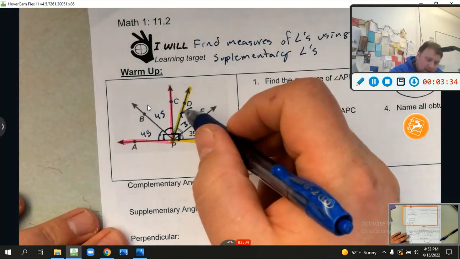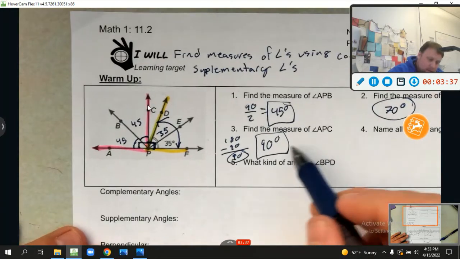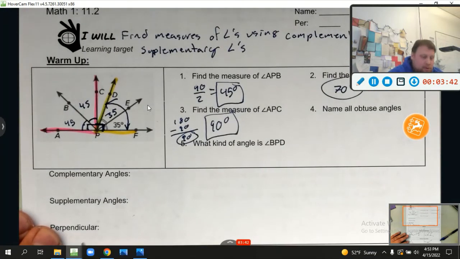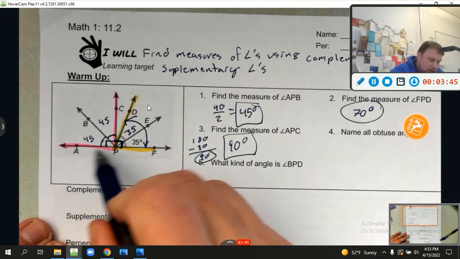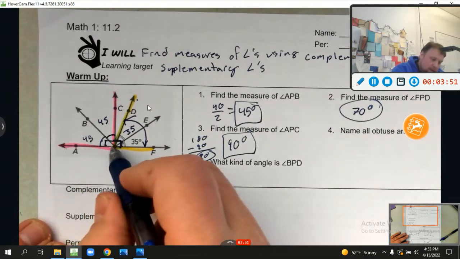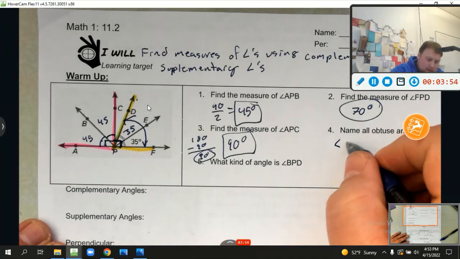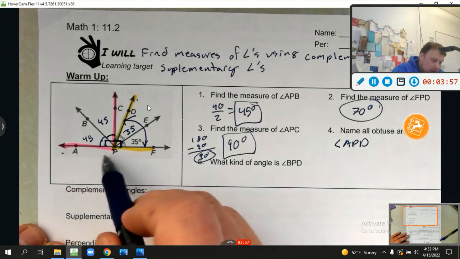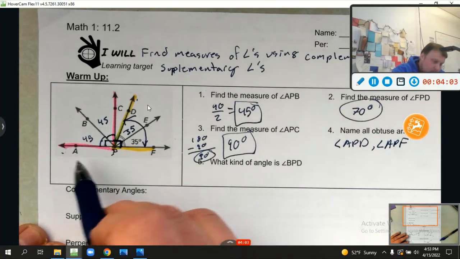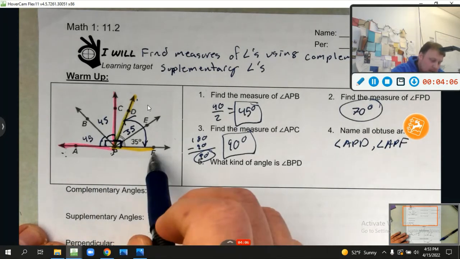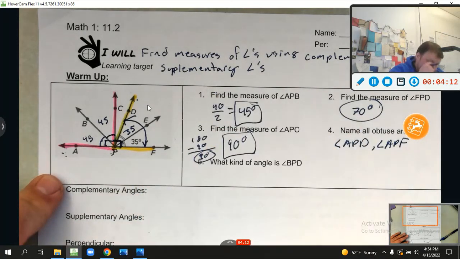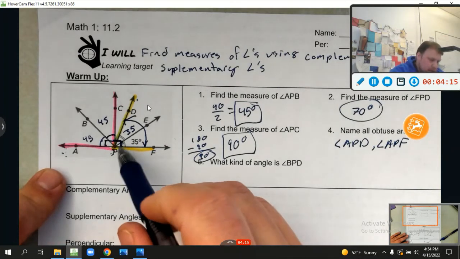Okay, and if that's 70 degrees, here's what I know. We went to 3, let's go to 4. It says name all the obtuse angles. Obtuse, remember, is greater than 90 degrees. So we have, that's exactly 90 degrees. Then I can go, all right, APD, that's greater than 90 degrees. So angle APD, angle APE, and angle AP, well, that's a line, it has to be greater than 90 but less than 180, I believe.